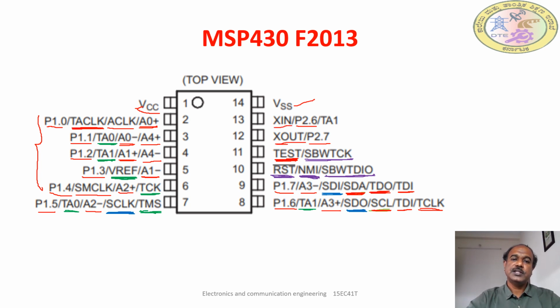We have X in and X out. These two pins are used for connecting an external crystal between them so that the internal oscillator can run. X in is the input pin and this is the output pin. We can connect a crystal between these two pins so that this IC can comfortably generate the internal oscillator, that is, the internal clock can be generated with the help of this external crystal.